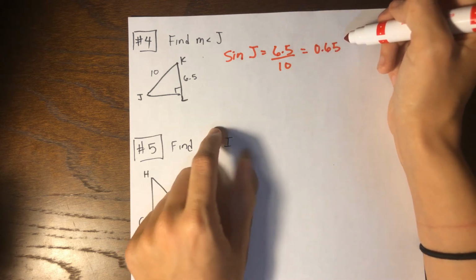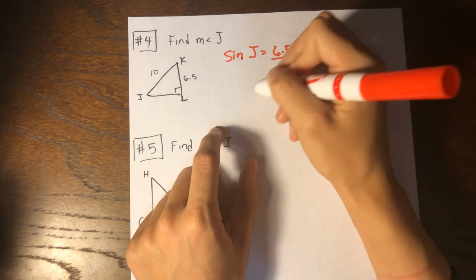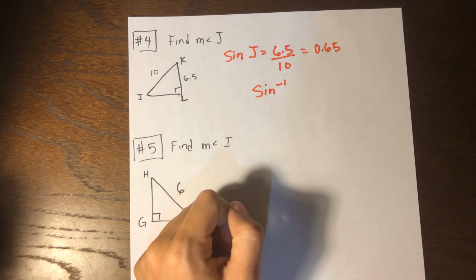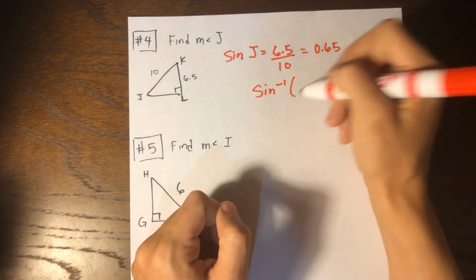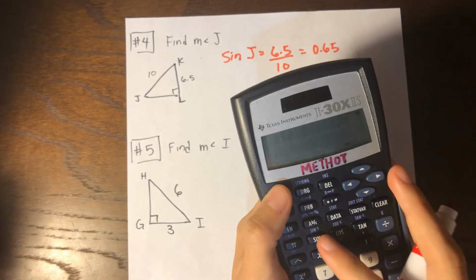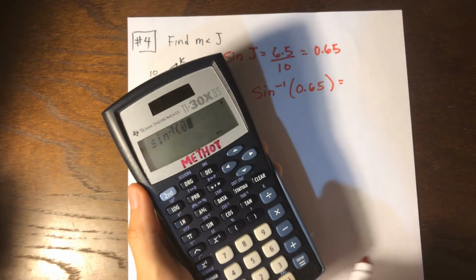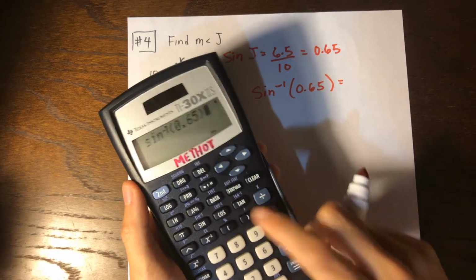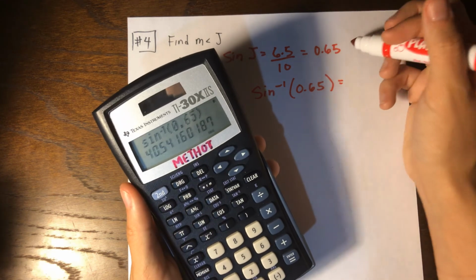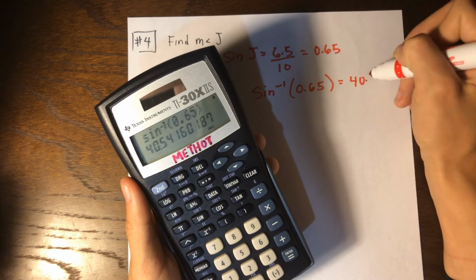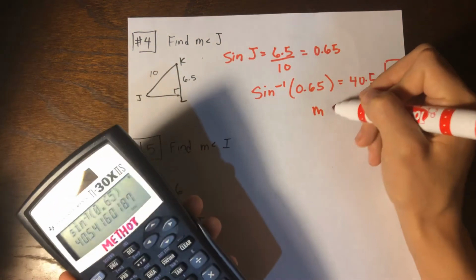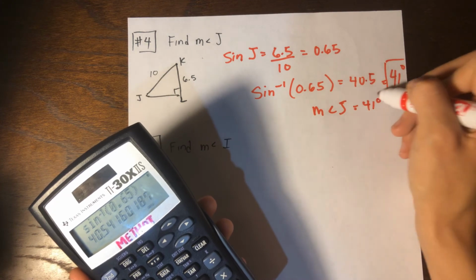Remember that when we're finding the measure, we're going to use sine -1. So you're using the inverse of this one. So sine -1 of 0.65. Close the parenthesis, hit equal, and it's 40.5. So we're going to round this one to 41 degrees. So the measure of angle J is 41 degrees.